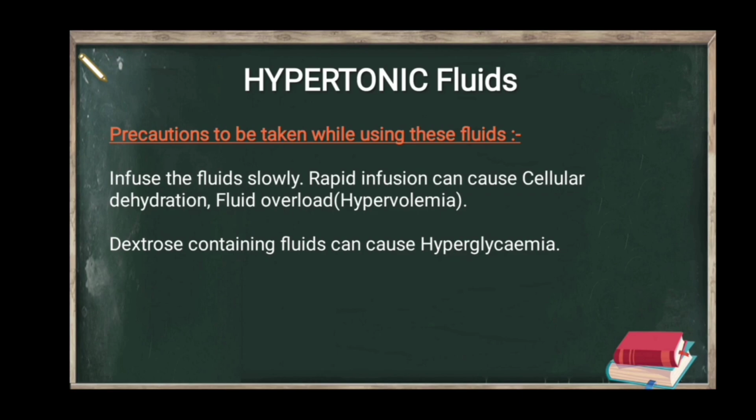Coming to the precautions that are to be taken while using these fluids. These fluids should be infused slowly because rapid infusion can cause cellular dehydration and fluid overload, that means hypervolemia. As the fluid is shifted from the cells into the plasma, the cellular fluid is decreased. That means cellular dehydration can occur. As all the fluid enters the plasma, plasma volume is increased. That means fluid overload occurs.